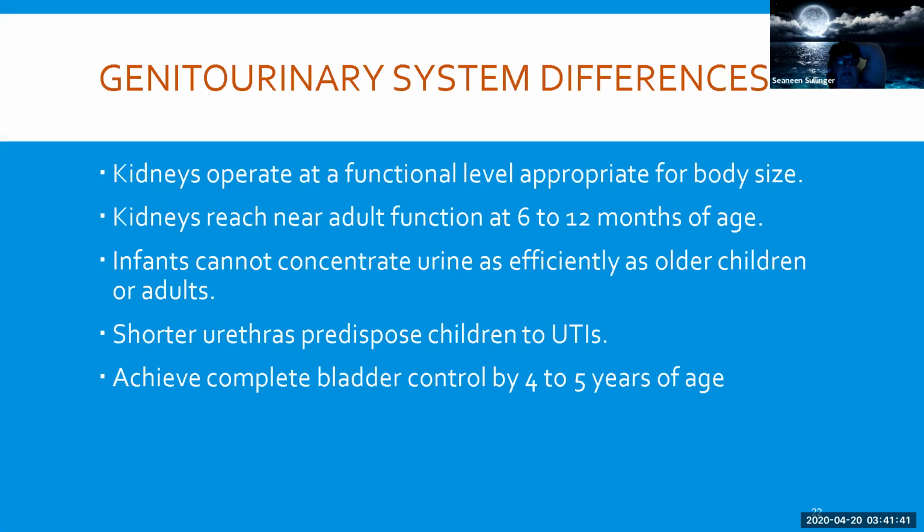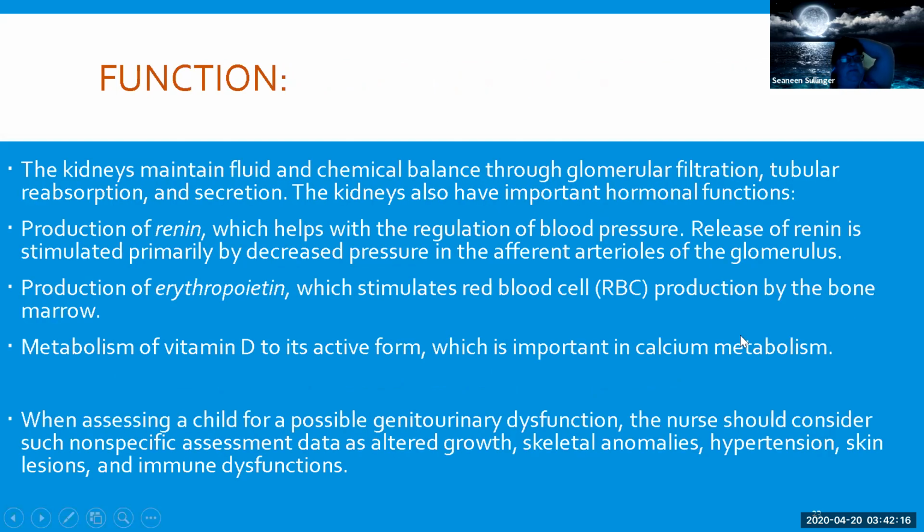So when you're looking at differences between adults and children's kidneys, the kidneys will operate at the level appropriate for the body size. Infants don't concentrate urine as efficiently as older children or adults. And because the child has a shorter urethra, that can predispose them more to urinary tract infections. And then hopefully by the age of 4 to 5 years, the child has achieved complete bladder control. We would hope earlier, but sometimes it just is not meant to be.